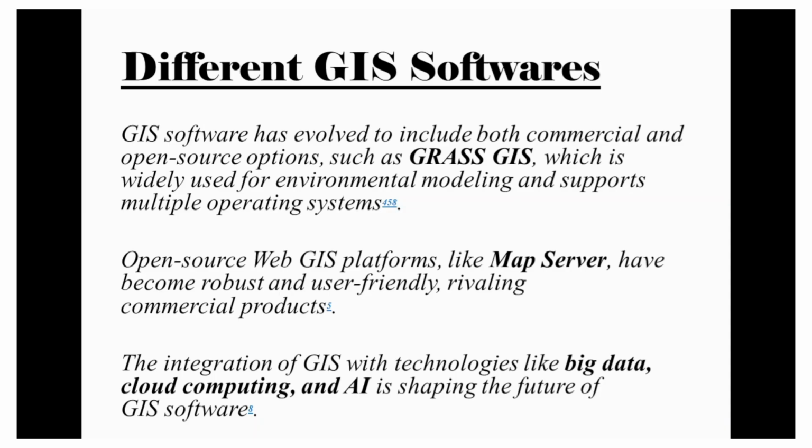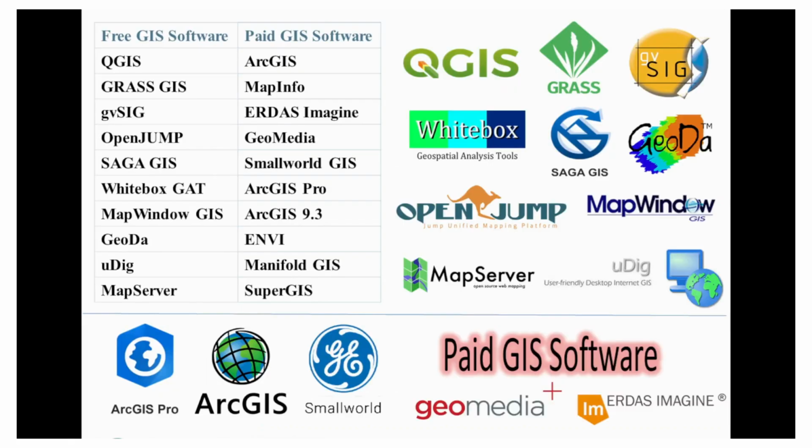There is also GRASS GIS, gvSIG, OpenJUMP, SAGA GIS, Whitebox GAT, MapWindow GIS, GeoDa, and MapServer. On the paid side, we have softwares like ArcGIS, MapInfo, ERDAS Imagine, GeoMedia, Smallworld GIS, ArcGIS Pro, ENVI, Manifold GIS, and SuperGIS. These tools vary in features, but all allow users to work with spatial data for mapping and analysis.